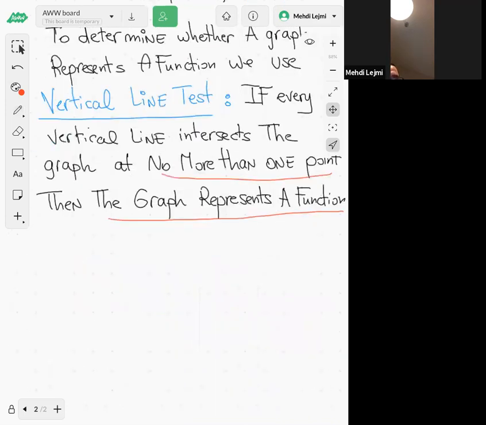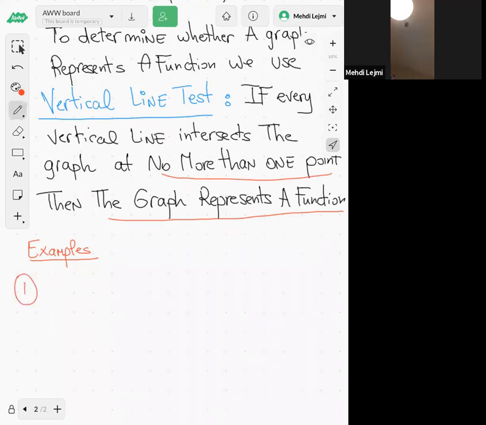So here are more examples, and then I'm going to give you an exercise, guys. This is a very simple test. You take vertical lines, and if all your vertical lines intersect the graph at no more than 1 point, then the graph represents a function. That's a very simple test.